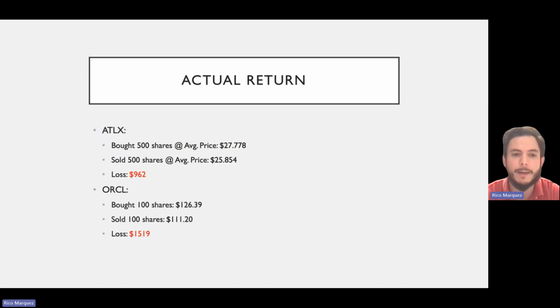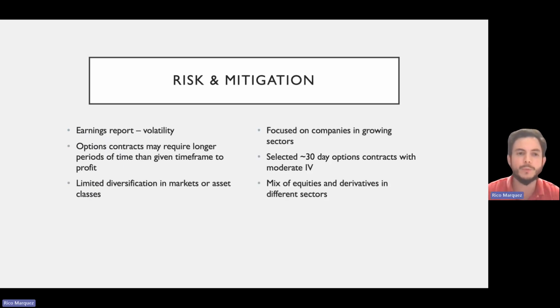This is my average bought and sold price for both of those stocks. As you can see, we're in the red. We're in the red, but we're learning. As far as risk and mitigation, the earnings report could cause a lot of volatility, as we saw on the previous slide. I tried to mitigate that by focusing on different sectors. Well, maybe not completely different, but they were different sectors.